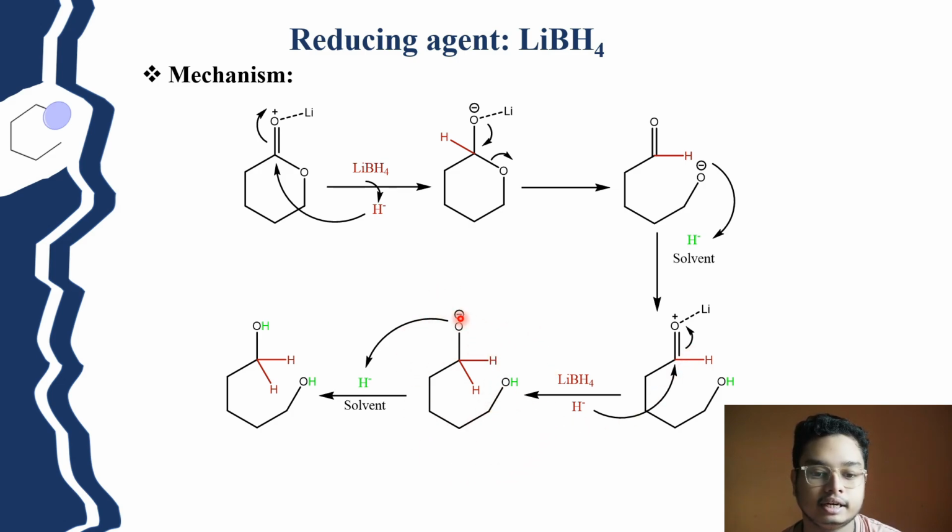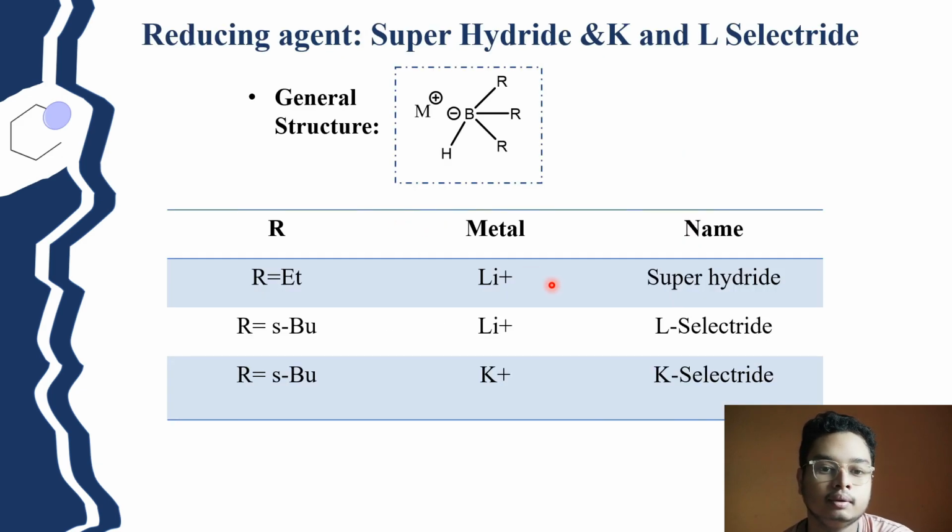Now this intermediate will take a proton from the solvent itself to generate this dihydroxy compound. Two OH groups are there, both are primary alcohols, and you can find here that two hydrides are attached, so that means two hydrides were donated during the reaction. Now let us talk about the superhydride and the K- and L-selectride.